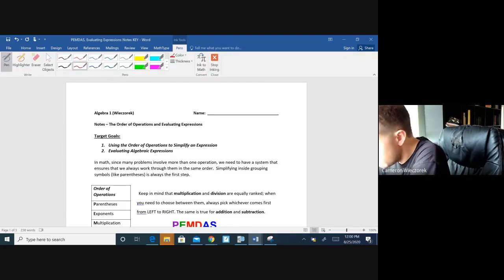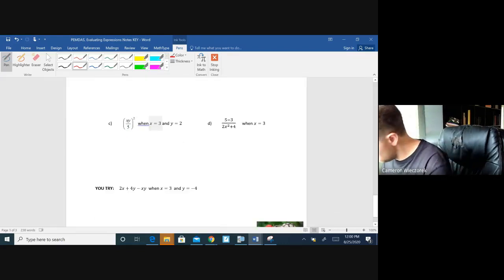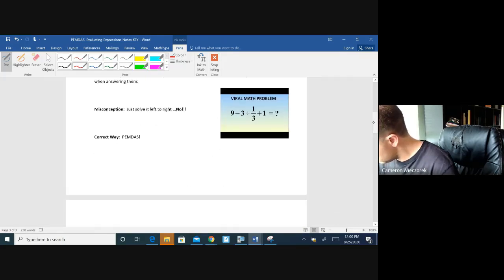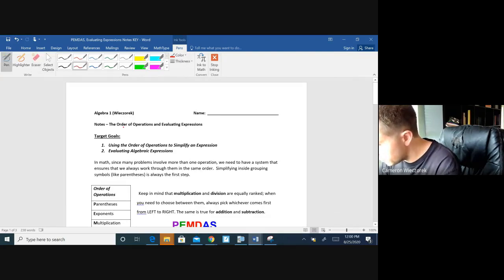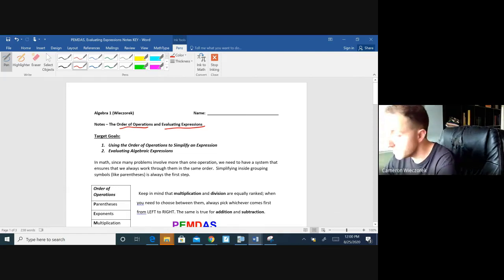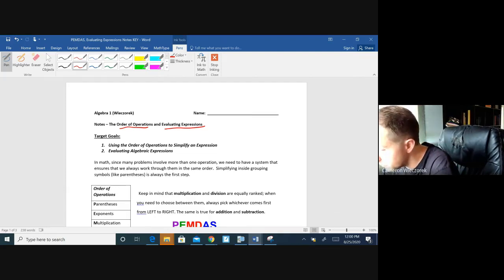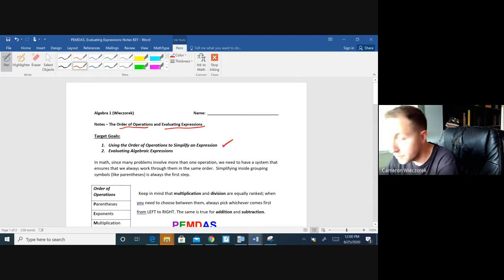So this section has two major topics. The first one is the order of operations, and sorry, tech issues going on. So the first major topic is the order of operations, and the second major topic is evaluating expressions. So the goals by the end of this section are that you're able to use the order of operations to simplify an expression, and you're able to evaluate an algebraic expression for a given value of a variable or maybe more than one variable. And those would be the goals after this section.